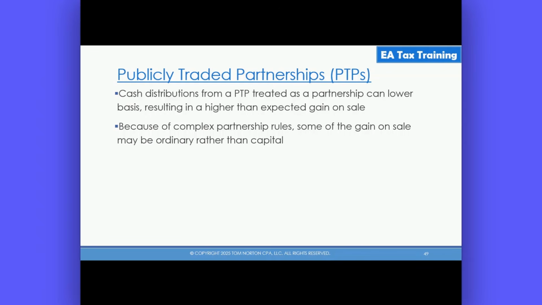And again, remember, most PTPs, you don't have to worry about all this partnership stuff. Most PTPs are going to be traded just like a stock, and so it's very easy. It's only if the PTP has more than 90% of their income as passive income that you have to worry about any of this other alternative treatment.